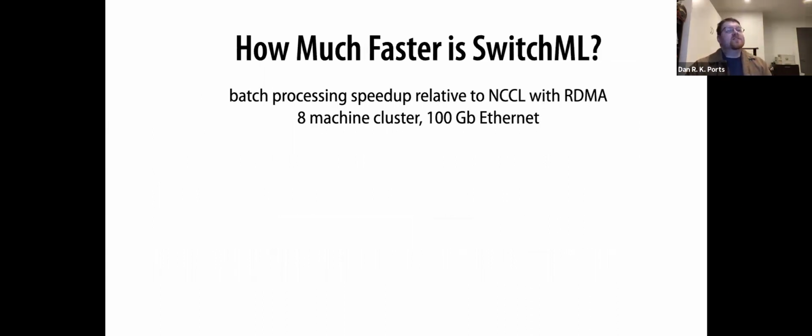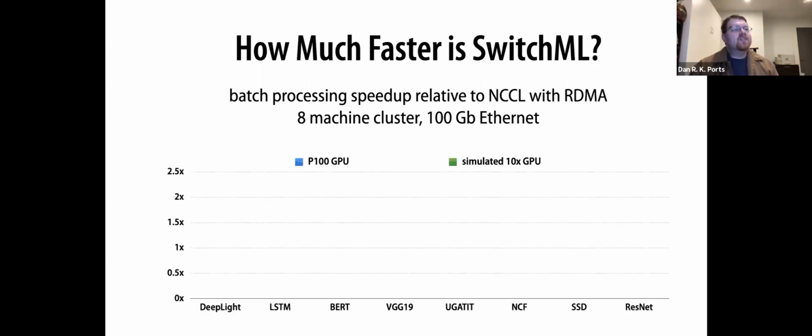Okay, so does this actually help us? Well, we did some experiments, again, using our 8-node cluster, where we're going to evaluate how much we can speed up the batch processing part of training. So this is everything involved in training except for data loading. This is our cluster with 8 machines, 100 gig Ethernet, P100 GPUs. And we're comparing here against NVIDIA's NCCL library with RDMA, which is the state-of-the-art communication library that's used by a lot of systems today.